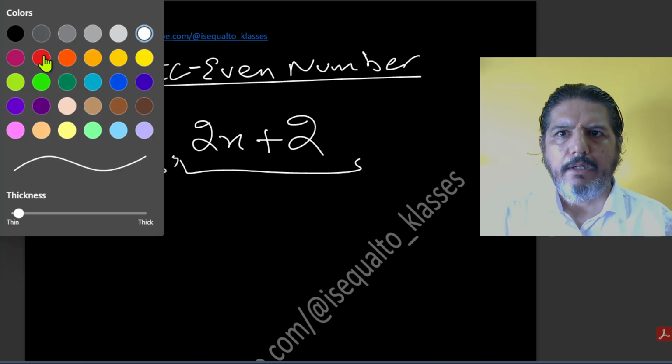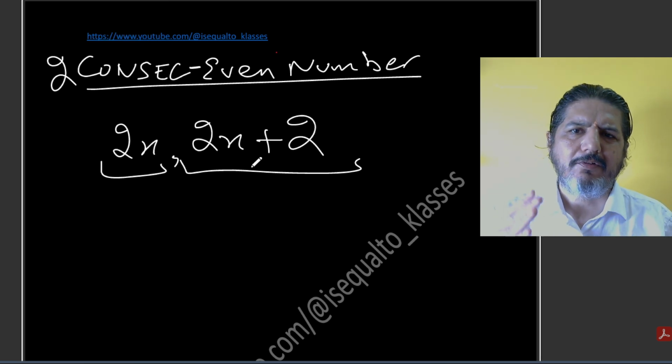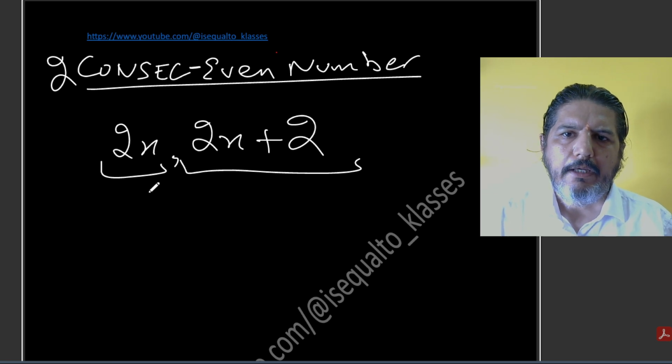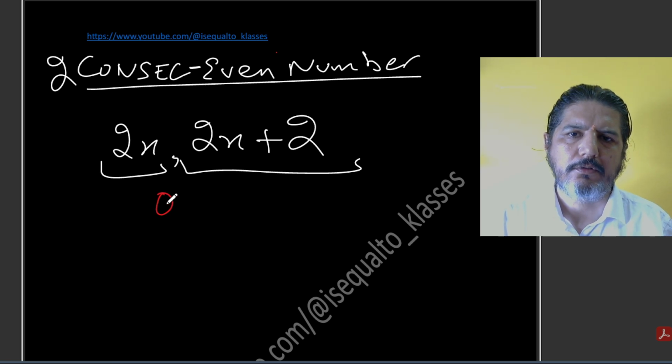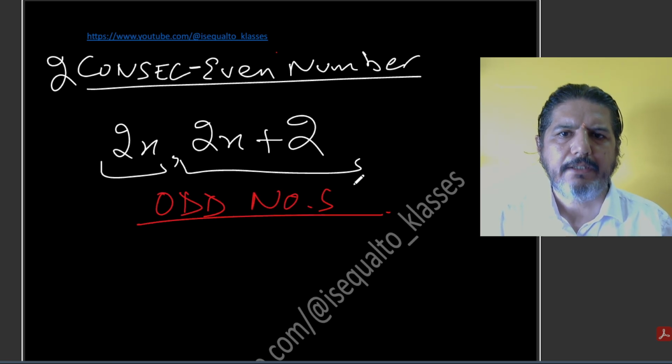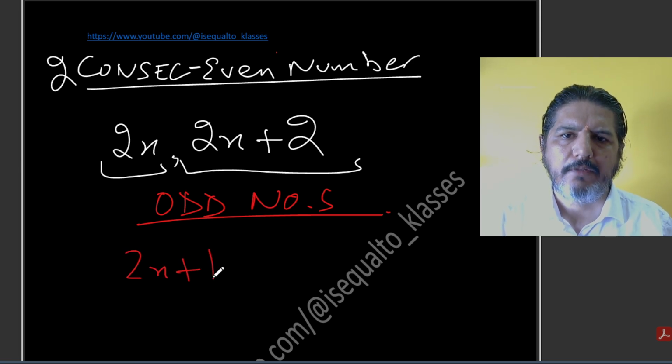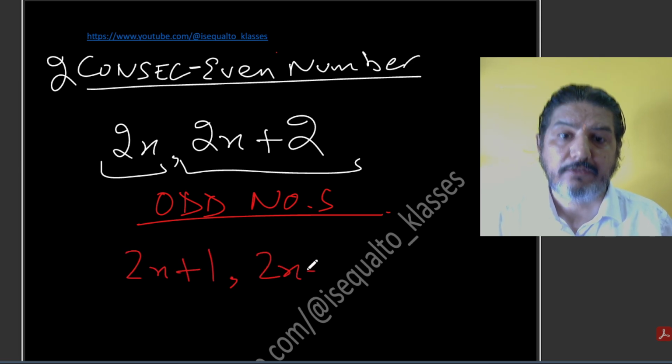Now, I want to go a bit beyond because it will help you someday. Some of you might be curious to know what if they ask us odd numbers. Whenever they are asking for odd numbers, they are 2x plus 1, or can be 2x minus 1.